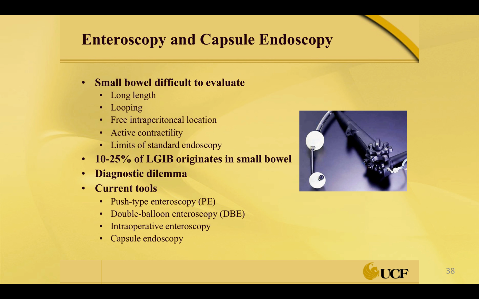But we have current tools like a push type enteroscopy or PE, the double balloon enteroscopy, the intraoperative enteroscopy, which is like they basically do a laparoscopy and they create like a little window on the small bowel, and then they do an enteroscopy, and then they have to suture that. But actually you can imagine the risk for surgical complication. But the safest one, and is very commonly used, is the capsule endoscopy.